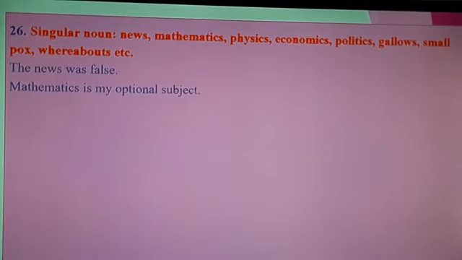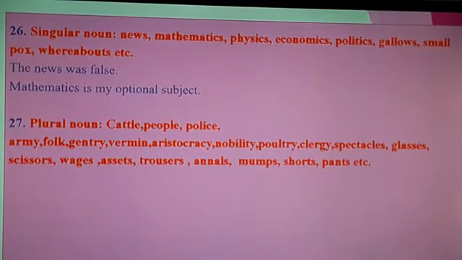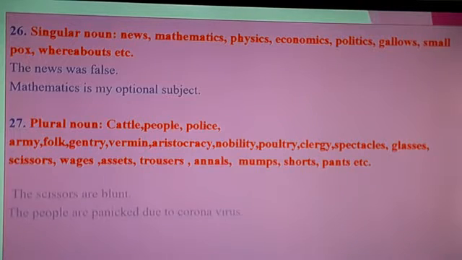All right. Next, let's see what we have. Plural nouns. Dear learners, you will find some words that are generally considered plural nouns. What are they? Cattle, people, police, army, folk, gentry, vermin, mice. Gentry, aristocracy, nobility, they're the elite class of people in the society. Poultry, I think you know. Clergy, they're the priests. Spectacles, that we use, glasses, scissors, wages, assets, trousers, annals, shorts, pants, etc. These are plural nouns. So if they are used in sentences, you have to take a plural verb. So there are examples for you.